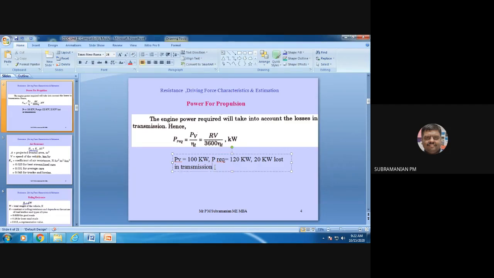You may ask how this formula came. Always you have to know, power is equal to force into velocity. You might have studied, okay? Power is equal to force into velocity. So that is what I am doing, I am multiplying the force. What is the force required? R multiplied by V, that is vehicle speed. So power is equal to force into velocity. You might have studied earlier, okay?